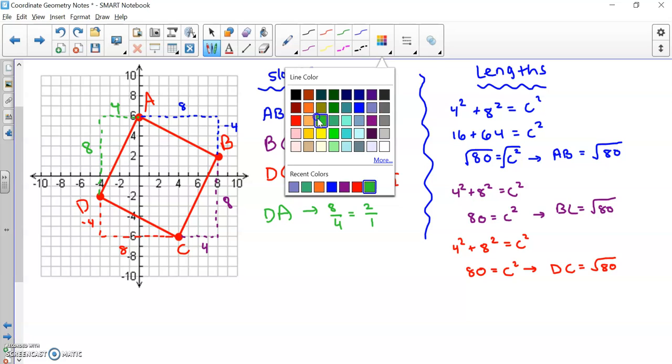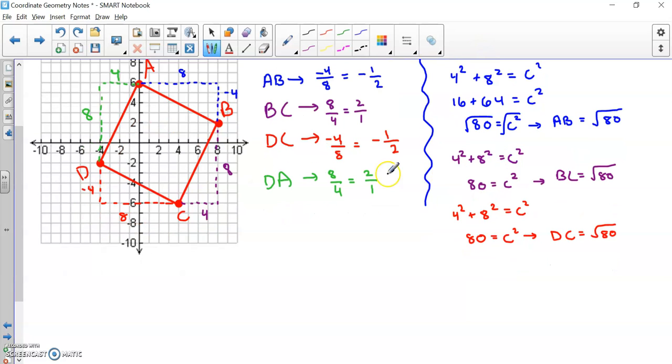One more side. This one, shocker, still has legs of length 8 and 4, so it'll again be 4 squared plus 8 squared. It equals 80. And you don't really necessarily always have to do all of this work because once you notice that they all have the same exact legs, it's going to be the same answers because you're literally working with the same numbers. But I just wanted to show you how this whole process looks.